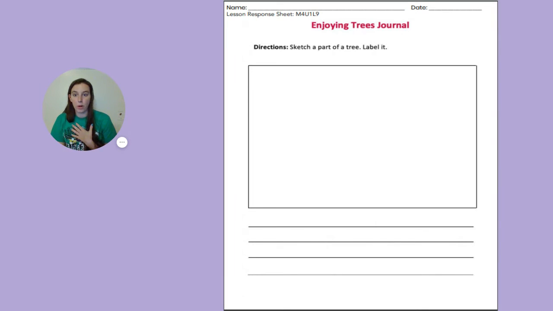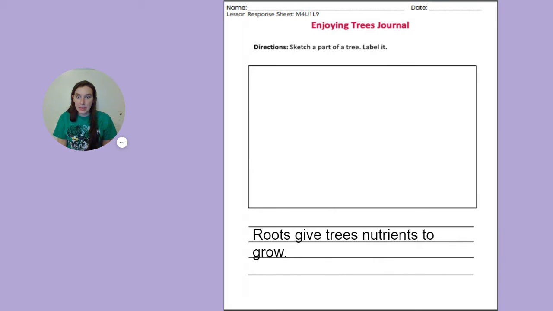I know what sentence I want to write about roots. Roots give trees nutrients to grow. There's my sentence. I know that because we read it in the story. I'm able to spell some of these really big words like nutrients because they were in the book and I was able to look back at the book and see them. Nutrients are like food. It's the stuff you need to grow and be healthy. So the roots help the trees be healthy. Now that I have my sentence, I know that I'm going to draw my picture.